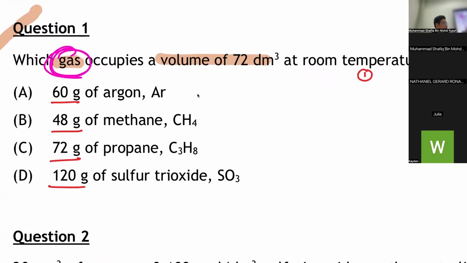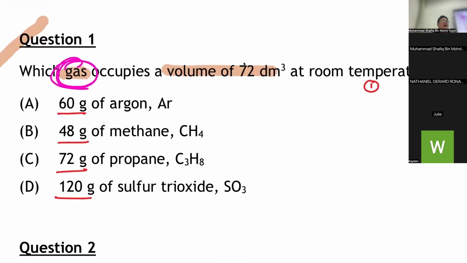Total volume? Volume of gas? Okay, so what you want to do with the volume of gas? 24 dm cube, is it? Okay, then that means 72 dm cube is? Okay, very good. Okay, so I will go through the two different ways. So Kieran, give me one way.